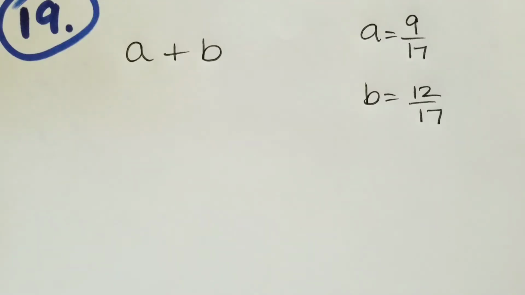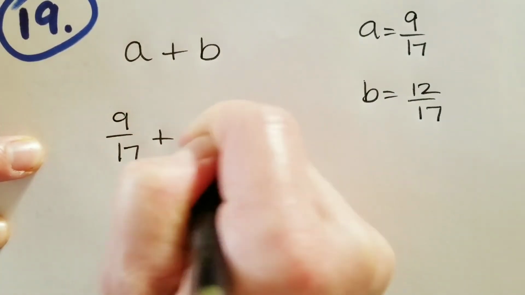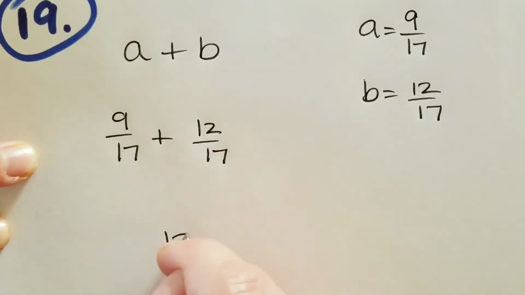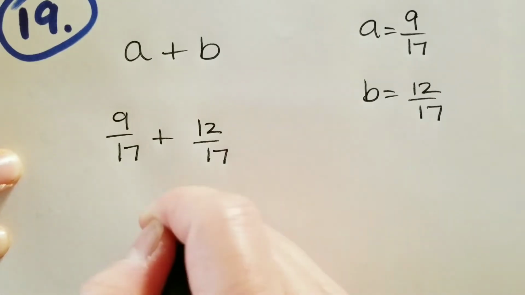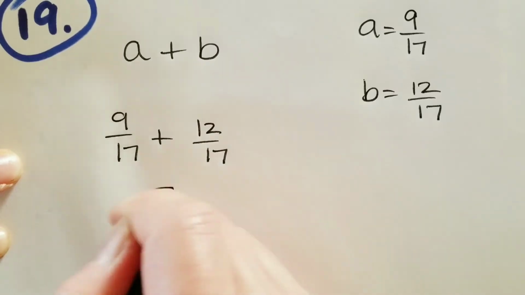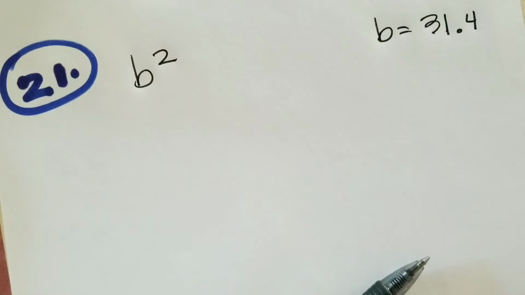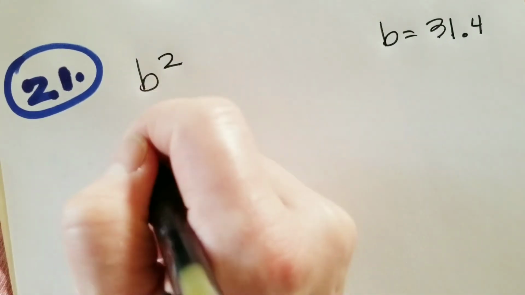For 19, a equals 9/17, b equals 12/17. So plug in your values. Our denominators are the same, so the denominator will stay the same at 17, and 9 plus 12 is 21. 21/17.